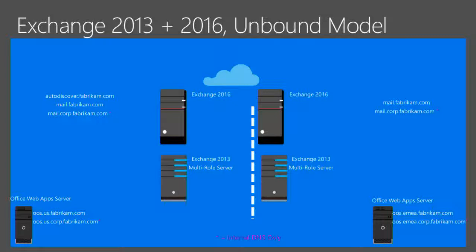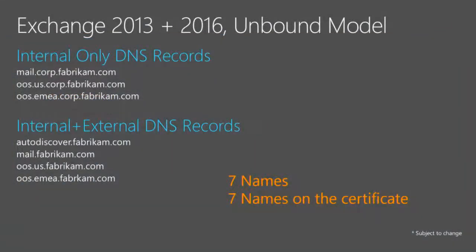We're reducing names. We're not directing clients to the different data centers. So in this experience, we have now cut our names down to 7, also 7 names on the certificate. Right? Again, using internal and external URLs so that you can specify different authentication types for your clients.